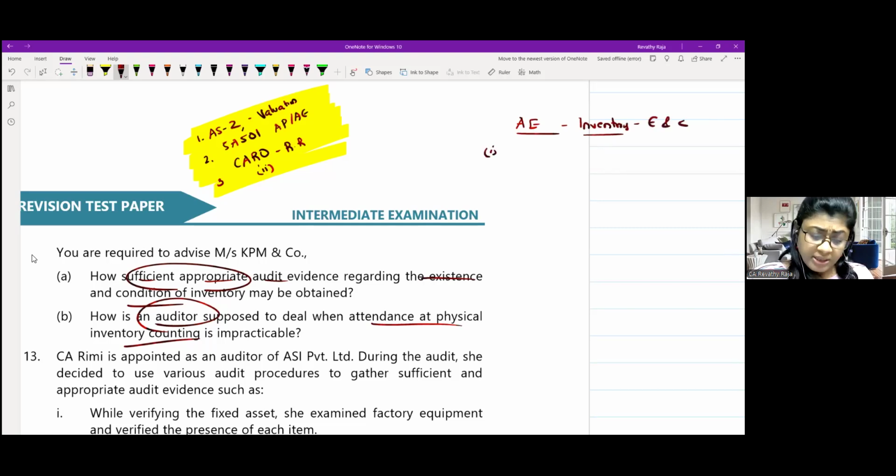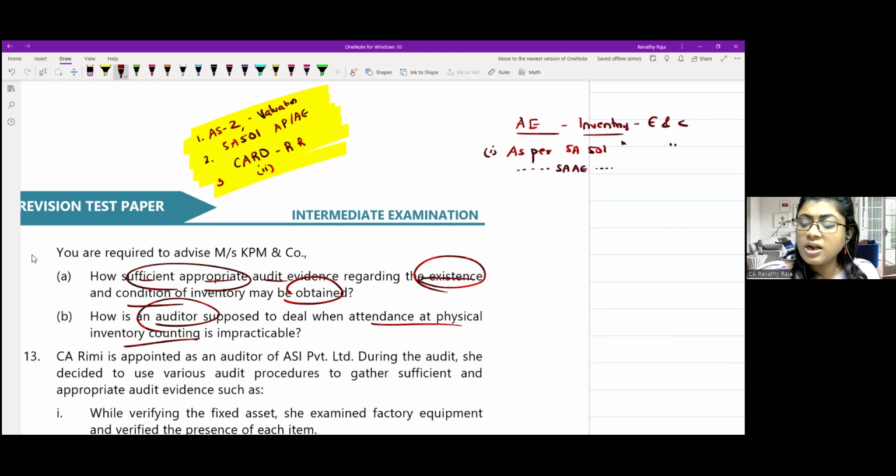Two questions we have asked. First is a general question. How will you obtain evidence? Now start as per SA 501. Auditor should obtain sufficient and appropriate evidence regarding existence and condition. For that, you will be in attendance as an observer at physical counting.